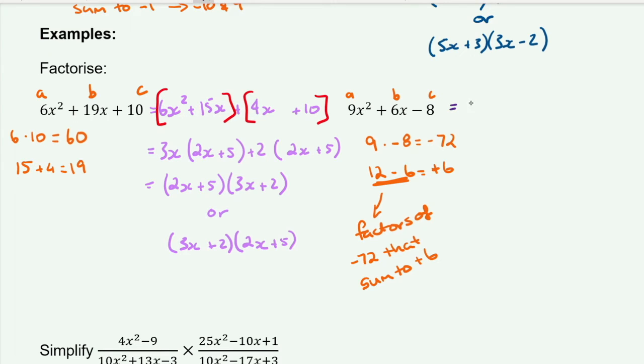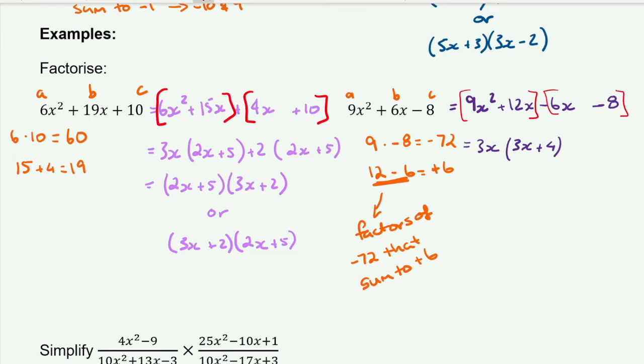Alright, so we keep our 9x squared. We keep our minus 8. Break up our plus 6, so plus 12x minus 6x. Break it into pairs. Alright, and then we're going to have 3x inside of 3x plus 4. And we kind of want that to happen again, that 3x plus 4.